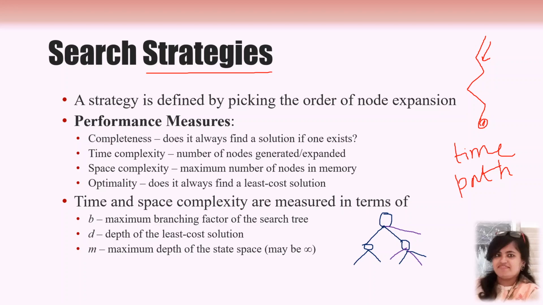So that is the maximum branching factor of a search tree. Now there is the term called depth. This is defined by the variable d. That is, depth is the depth of the least cost solution. One particular tree can have more than one solution.